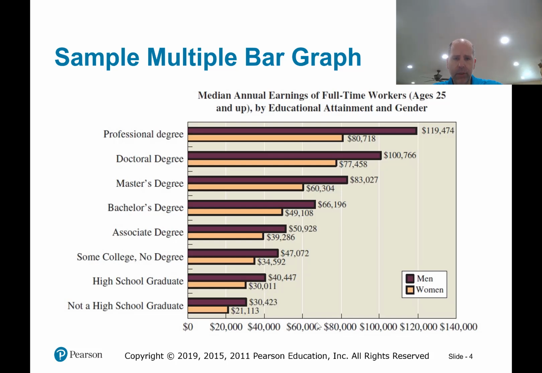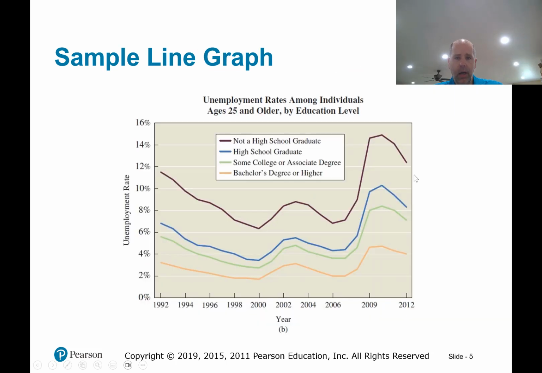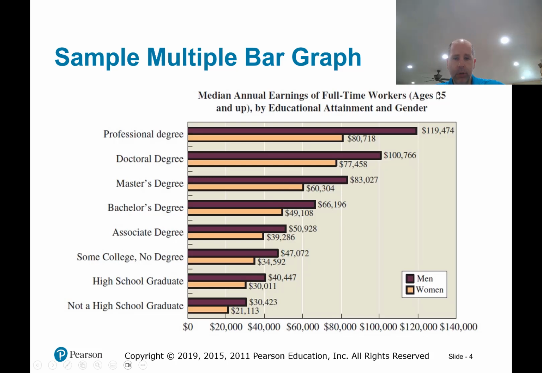Each of these bars represents the median annual earnings for full-time workers ages 25 and up, by educational attainment and gender. On the x-axis, you've got it split. These are horizontal bars, right? You can have a horizontal bar chart, and that's totally fine. They could have done it vertically too, but in this case, maybe it made sense to have everything going off to the side with the length of the names. But again, it's fine.